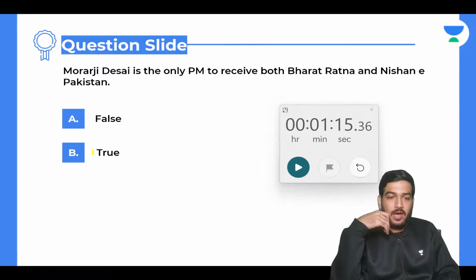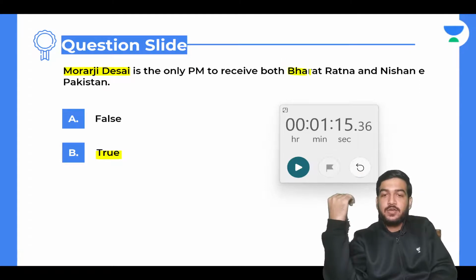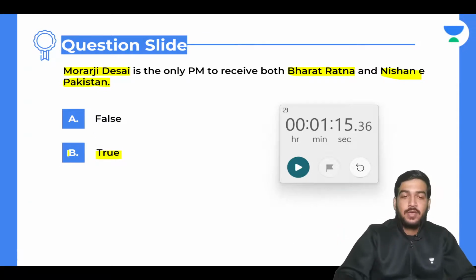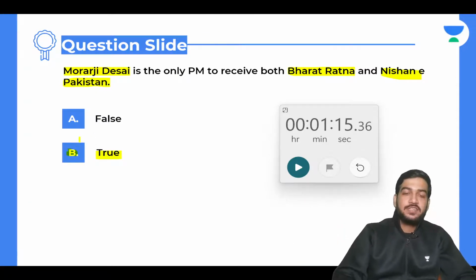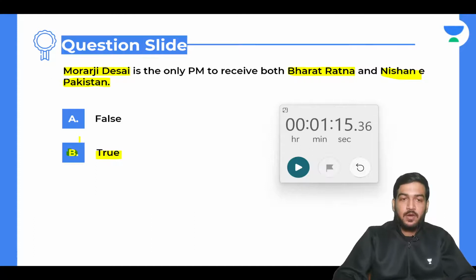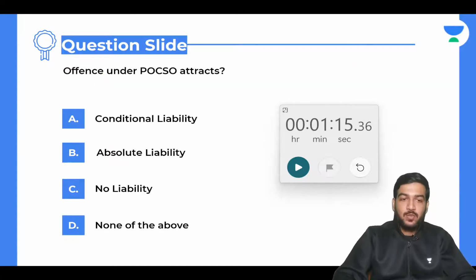Alright. The answer to this question is true. Yes, Morarji Desai, the 4th Prime Minister of India, is the only one to receive both Nishane Pakistan and Bharat Ratna. He is the only one to have received both of them. Alright. Then the next one.